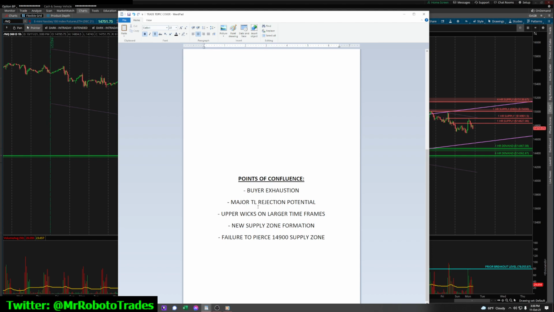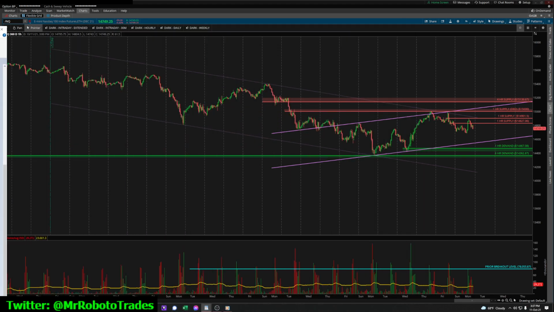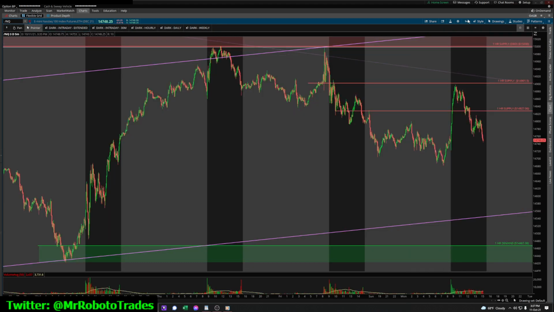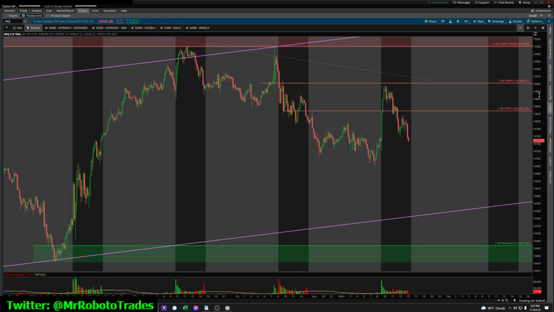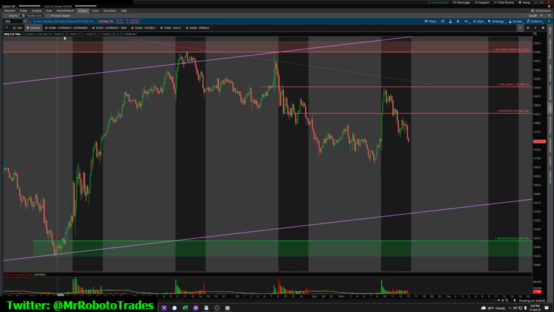We had this major trend line rejection potential. We had upper wicks on the larger time frames. I forgot to mention, we had a new supply zone formation that was happening on a smaller time frame. That suggests to me that there's another potential downside move coming up. And again, there's the failure to pierce that 14,900 supply zone. All of those factors combined, when you start weighing those factors together, all of a sudden the move to the downside seems much more likely.